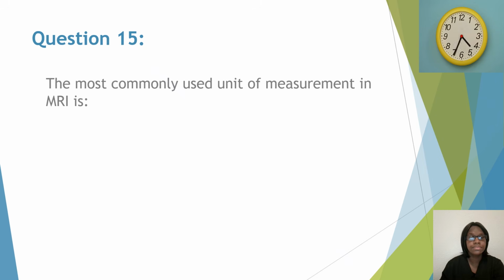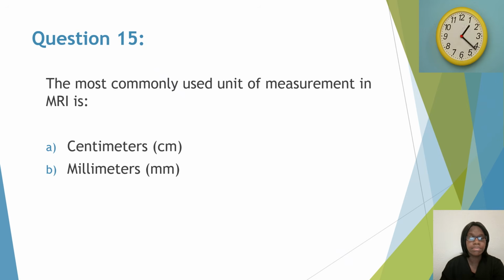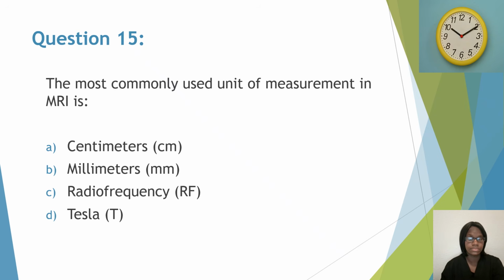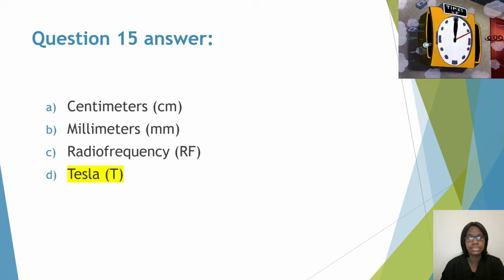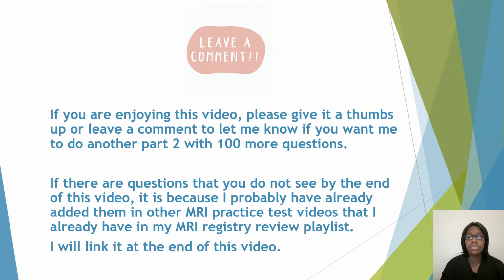Question 15. The most commonly used unit of measurement in MRI is A. Centimeters, B. Millimeters, C. Radio frequency, D. Tesla. All right. The correct answer is D. Tesla.